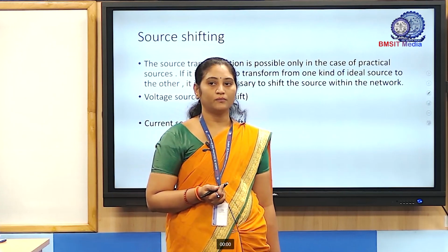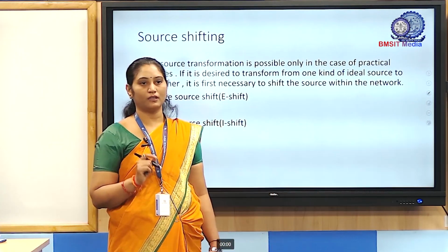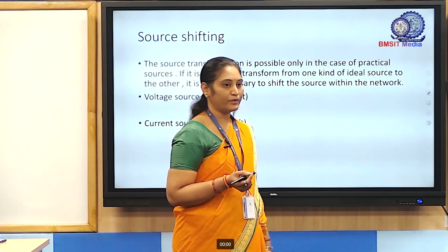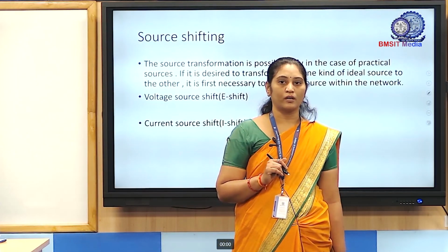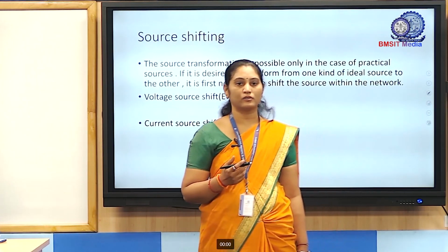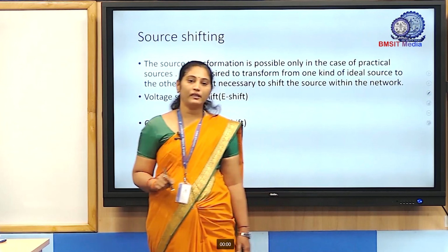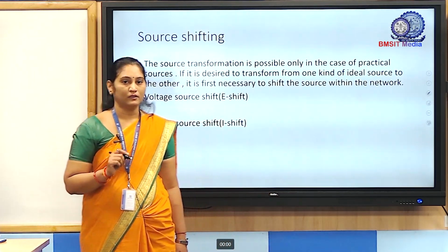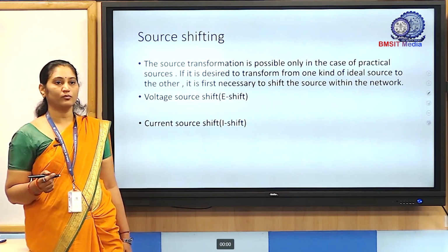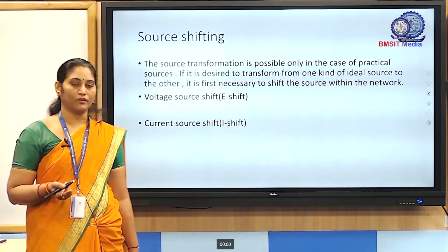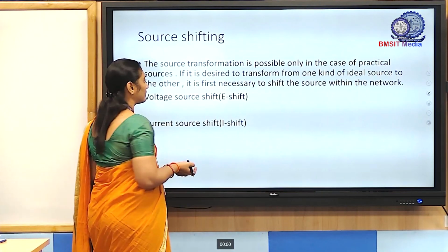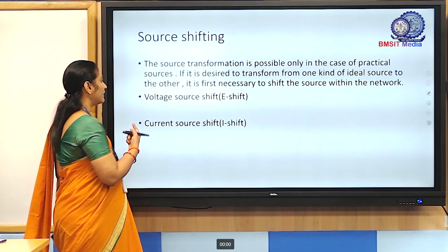The problem is that the main limitation of source transformation is that whenever you find an ideal source in the network, we can't reduce the network, because source transformation works only on practical sources. So if there is an ideal source, somehow we have to convert it into a practical source, and that conversion technique we call source shifting.